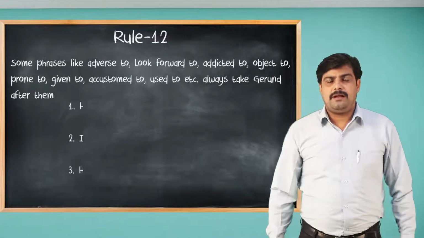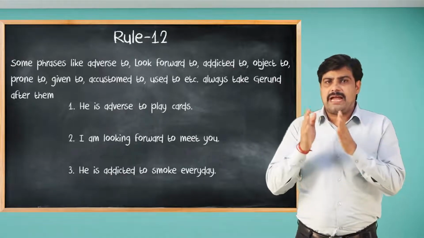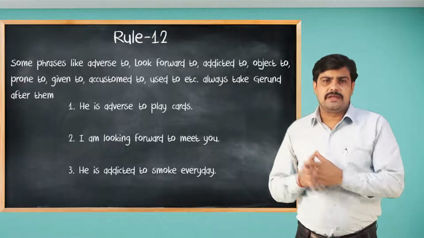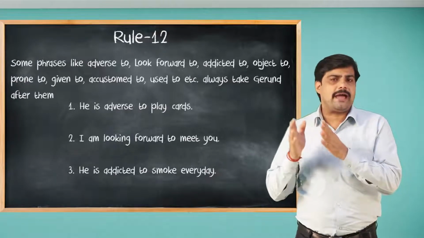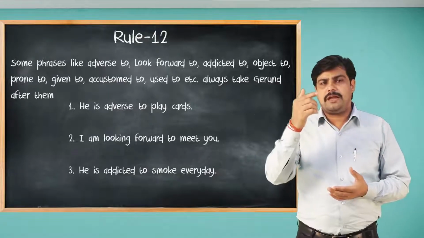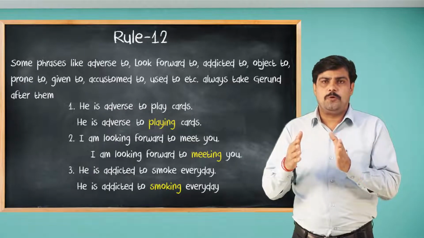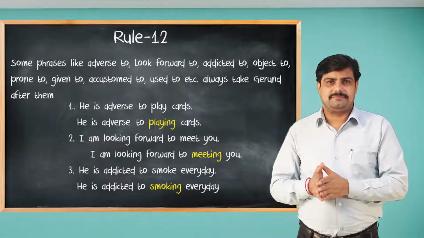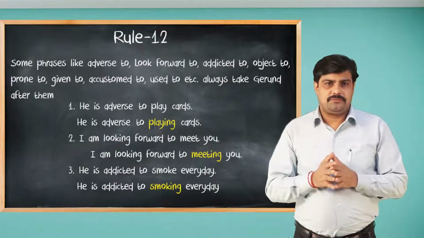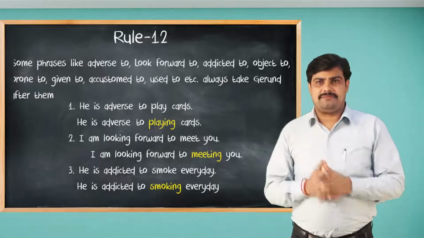For example, see on the screen you see 3 sentences. He is adverse to play cards. I am looking forward to meet you. He is addicted to smoke every day. Now in these 3 sentences, use of infinitive is wrong. He is adverse to playing card. I am looking forward to meeting you. He is addicted to smoking every day.